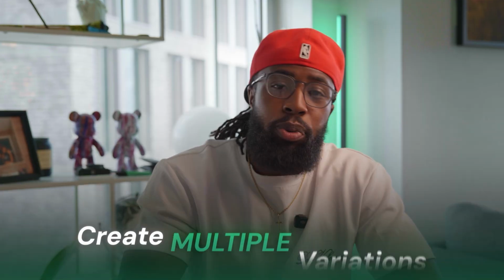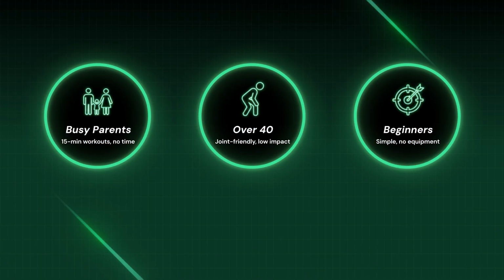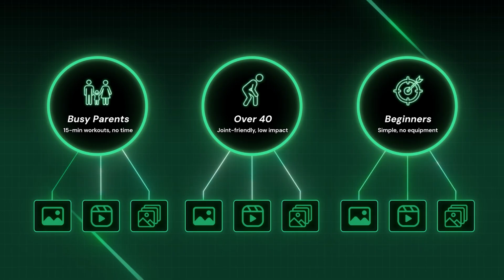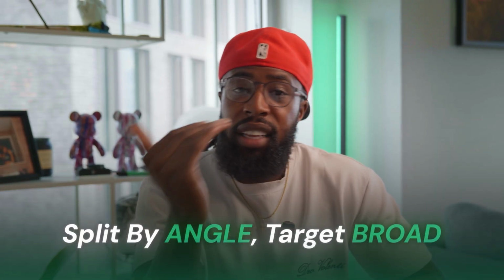Step 2, create multiple ad variations. So for each angle, you create multiple creative variations, static images, videos, carousels. The key is keeping the angle consistent while testing different formats. And then step 3, split by angle and target broad. Here's what most people mess up. So you want to split your ad sets by angle, not by audience. Honestly, I think it's better for you to allow the meta algorithm to do the heavy lifting with broad targeting. So you can't get much smarter than the meta algorithm.